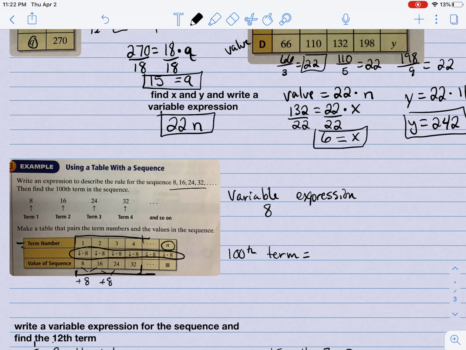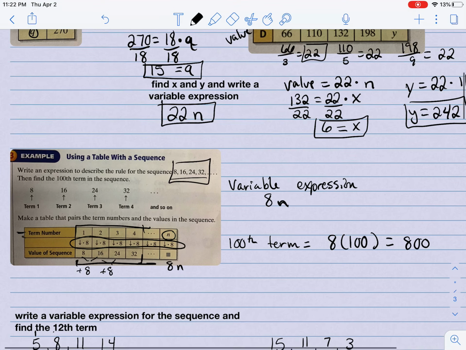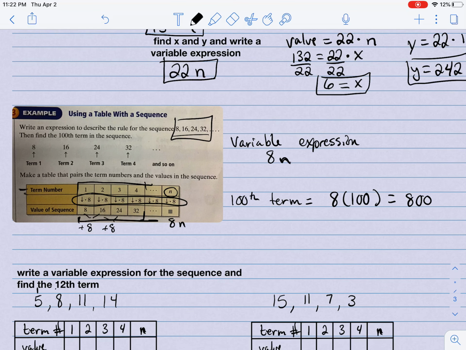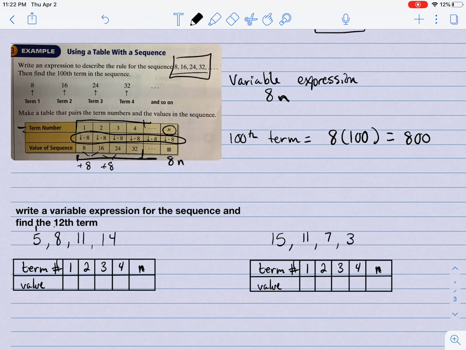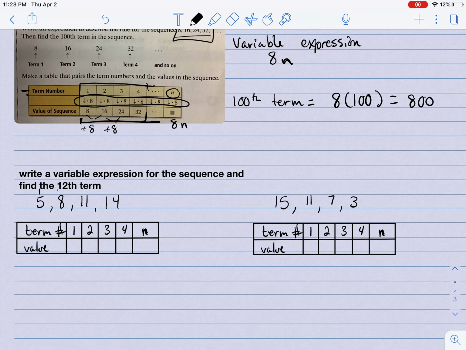So to write the variable expression, you just take what that constant increase or decrease is, and you're going to just multiply it by your n term. And that's what you can use to find whatever term you want. So now if we want to find the 100th term, we just take 8 times 100, and that gives us 800. So the 100th term of this sequence is going to be 800. Okay, this one was fairly nice because it is a proportional relationship. These next two are not proportional, so there's going to be an additional step here.